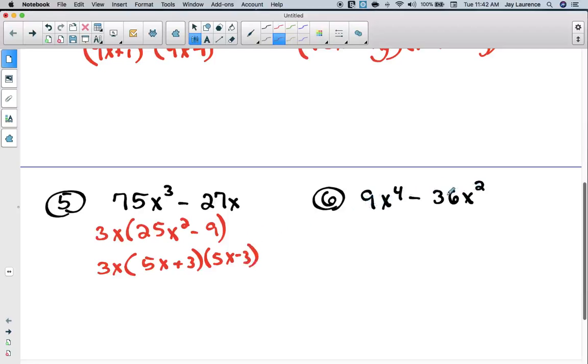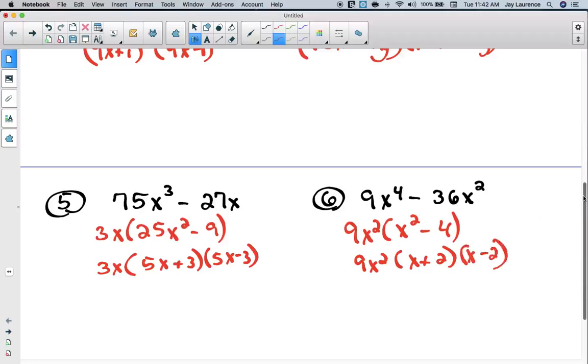All right, number 6 also has a GCF other than 1. I'm going to pull out a 9x squared. And when I do that, I'm going to get an x squared minus 4. Now remember, don't throw that GCF away. It's just factored out. It's not thrown away. It's not gone.